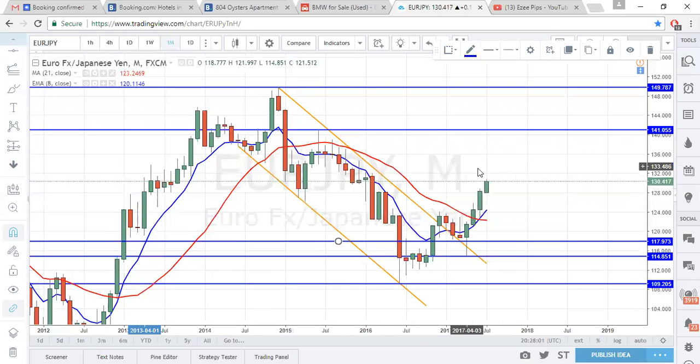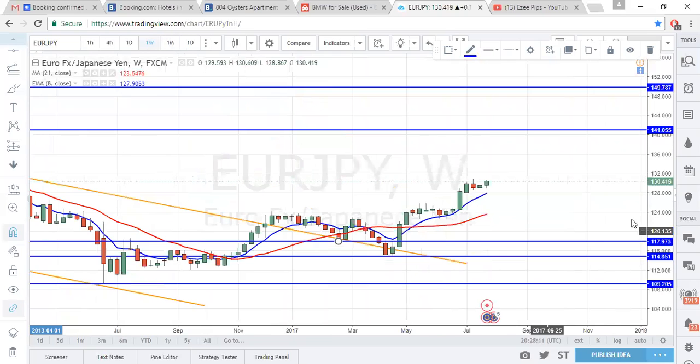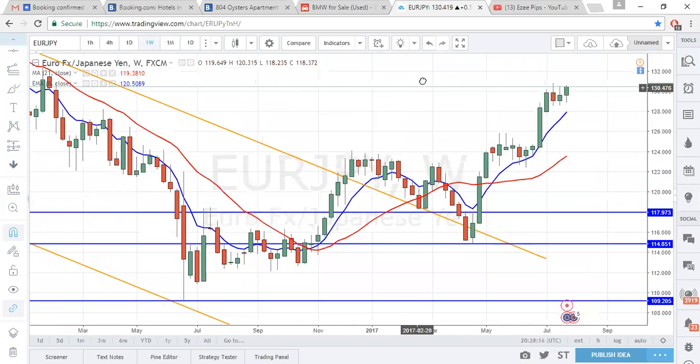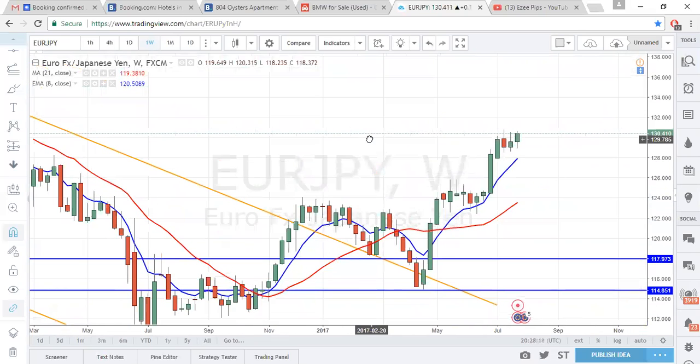So price currently is bullish in a month. I know it's an uptrend. What do I do? I go to a weekly time frame. Now in a weekly time frame, I'm still not done. I still need to know when to enter into my trade.